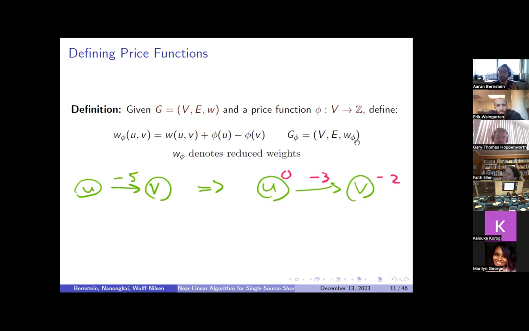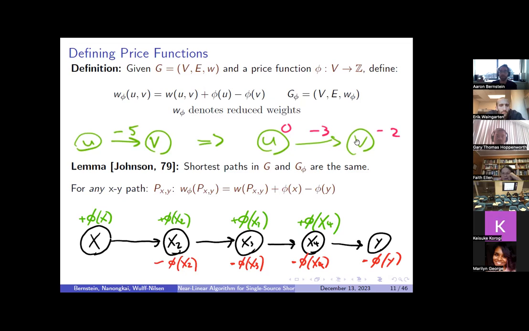And the reason that this is a useful thing to do is because it turns out that for any price function you define, if you then look at these reduced edge weights, the shortest paths in the two graphs are going to be exactly the same. And the proof is straightforward. For every edge, the reduced weight is adding the price of u and subtracting the price of v. So you can see that for any xy path, all of the price functions in the middle will cancel. And so you only change the path by φ(x) minus φ(y), but these are the same for any xy path. So every xy path gets shifted by the same amount. So the shortest paths are the same.